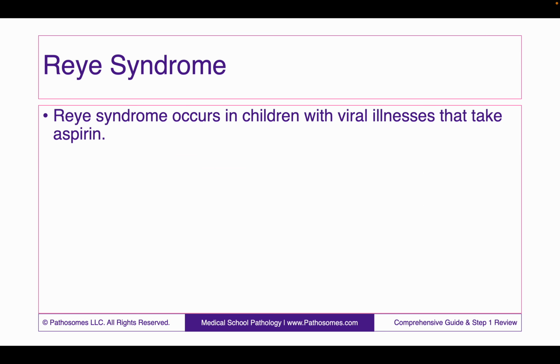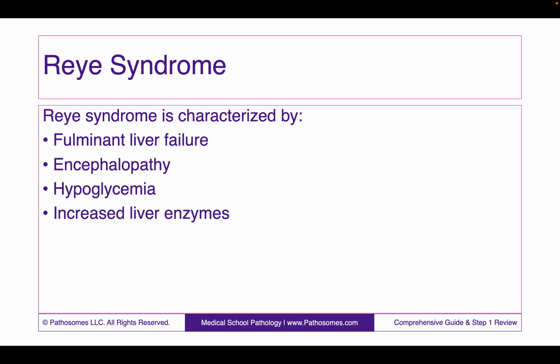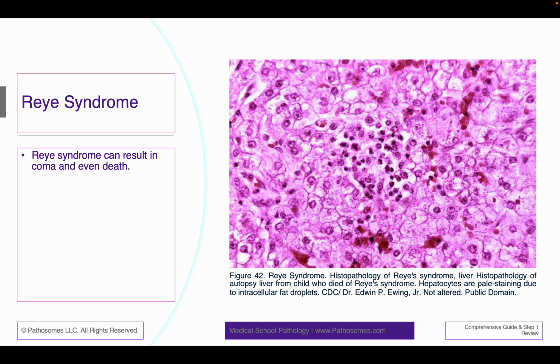Now let's talk about a very important condition known as Reye syndrome. Reye syndrome occurs in children with viral illnesses that take aspirin. Reye syndrome is characterized by fulminant liver failure, encephalopathy, hypoglycemia, and increased liver enzymes. Reye syndrome can result in coma and even death.